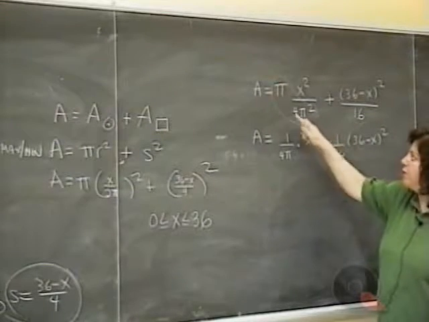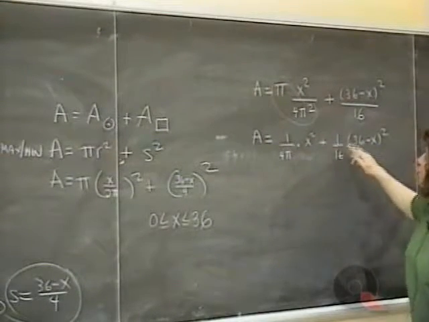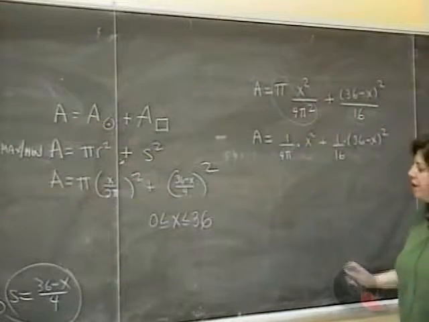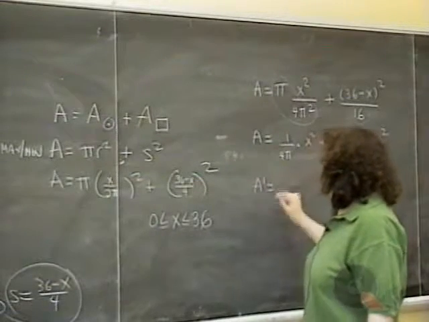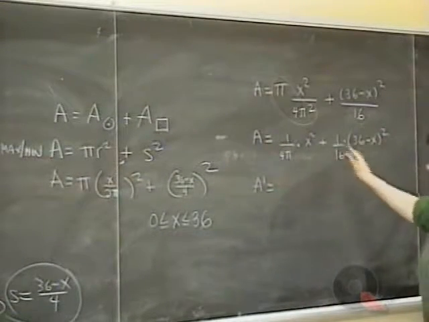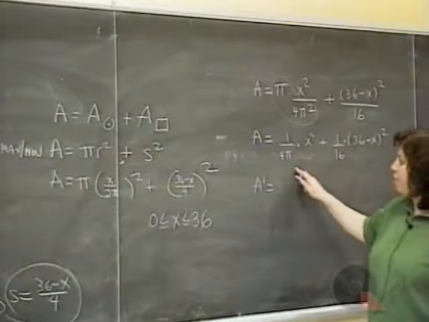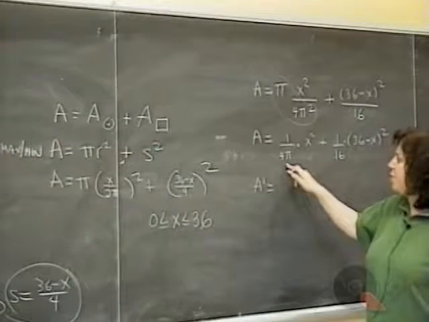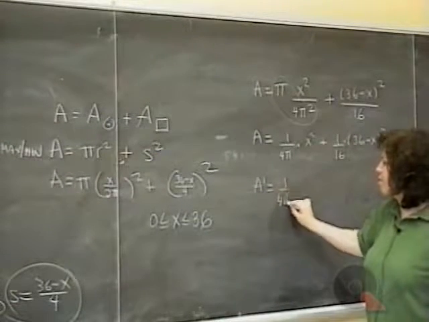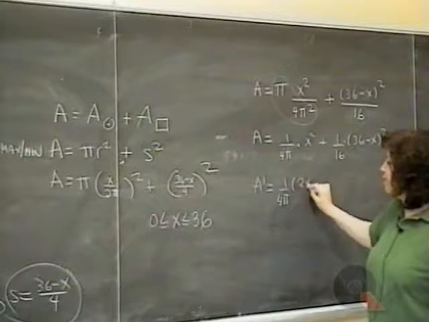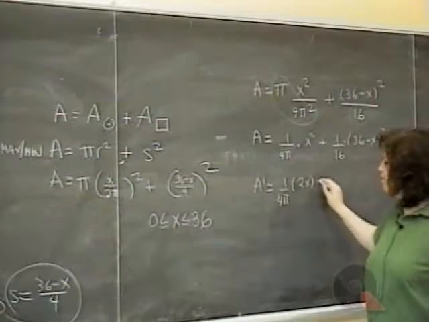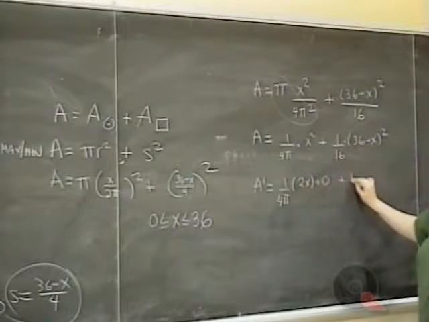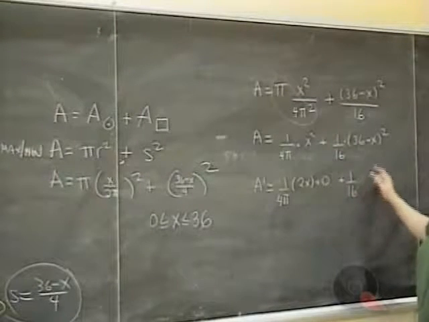Pi over 4 pi squared gives me 1 over 4 pi times x squared plus 1 over 16 times (36 minus x) squared. Now, if I want to get dA/dx, or A prime, we have the sum of two products, using the product rule. These are actually like mini products because the first in each case is a constant. So, the first times the derivative of the second, but the second times the derivative of the first would just be 0 because the first is a constant. Plus, once again, product rule, the first times the derivative of the second.